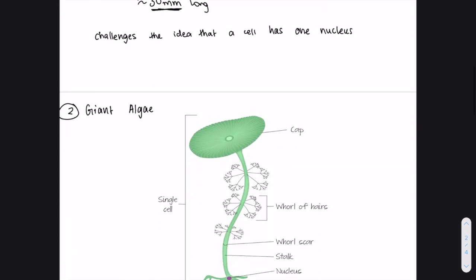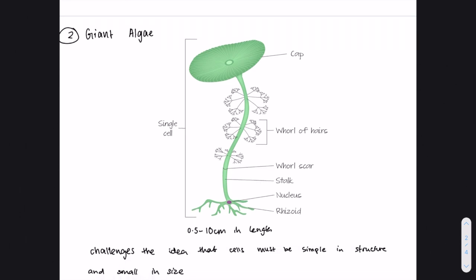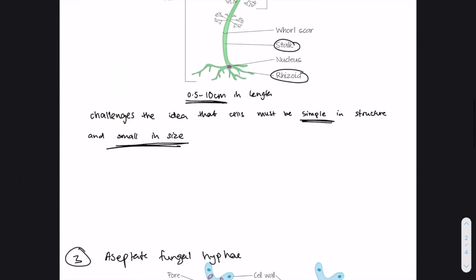Secondly, there's the giant algae, which as its name suggests, is very large in size, approximately 0.5 to 10 centimeters in length. The cell can also be divided into three parts: the cap, the stalk, and the rhizoid. Hence, the cell challenges the idea that cells must be simple in structure and small in size.